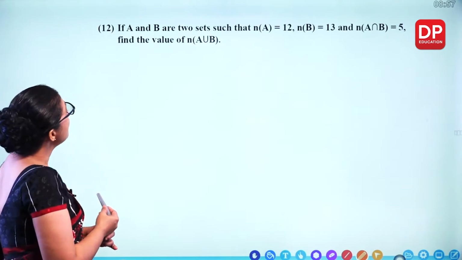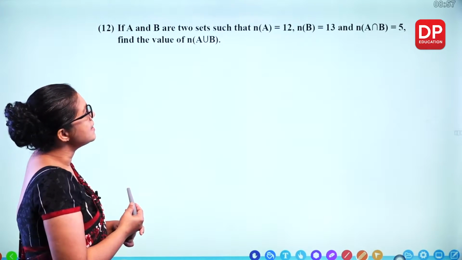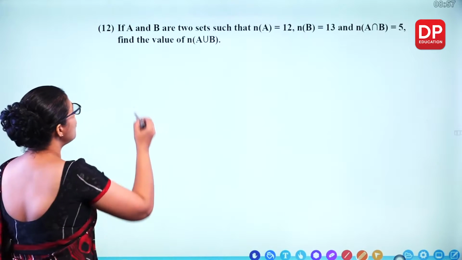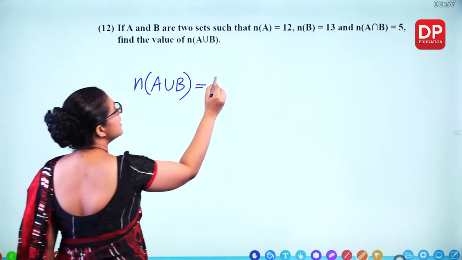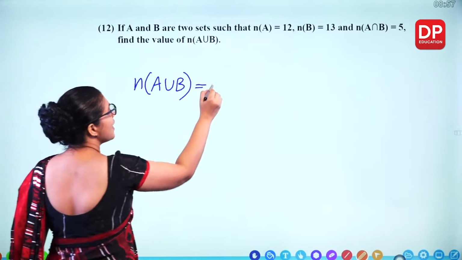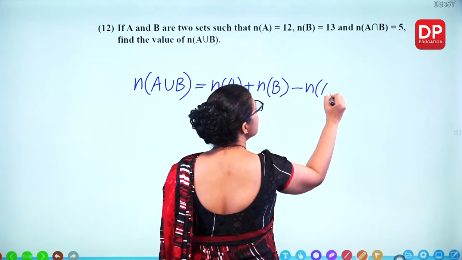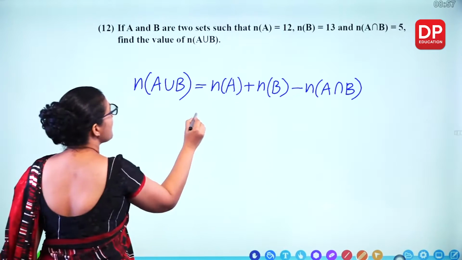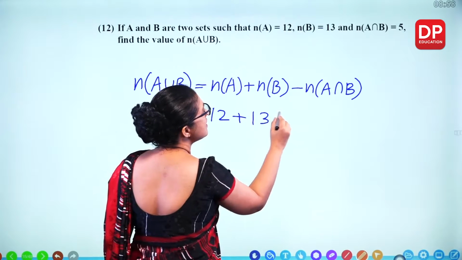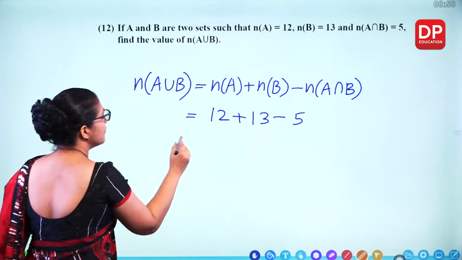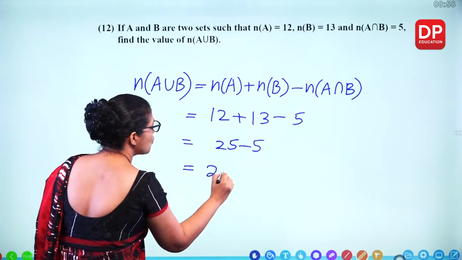Question number 12. If A and B are two sets such that n(A) is 12, n(B) is 13 and A intersection B is 5, find the value of the union. A union B is, what's the formula? Can you remember? n(A) plus n(B) minus n(A intersection B). n(A), that's 12. n(B), that's 13. Intersection is 5. So you get 25 minus 5, that's 20.